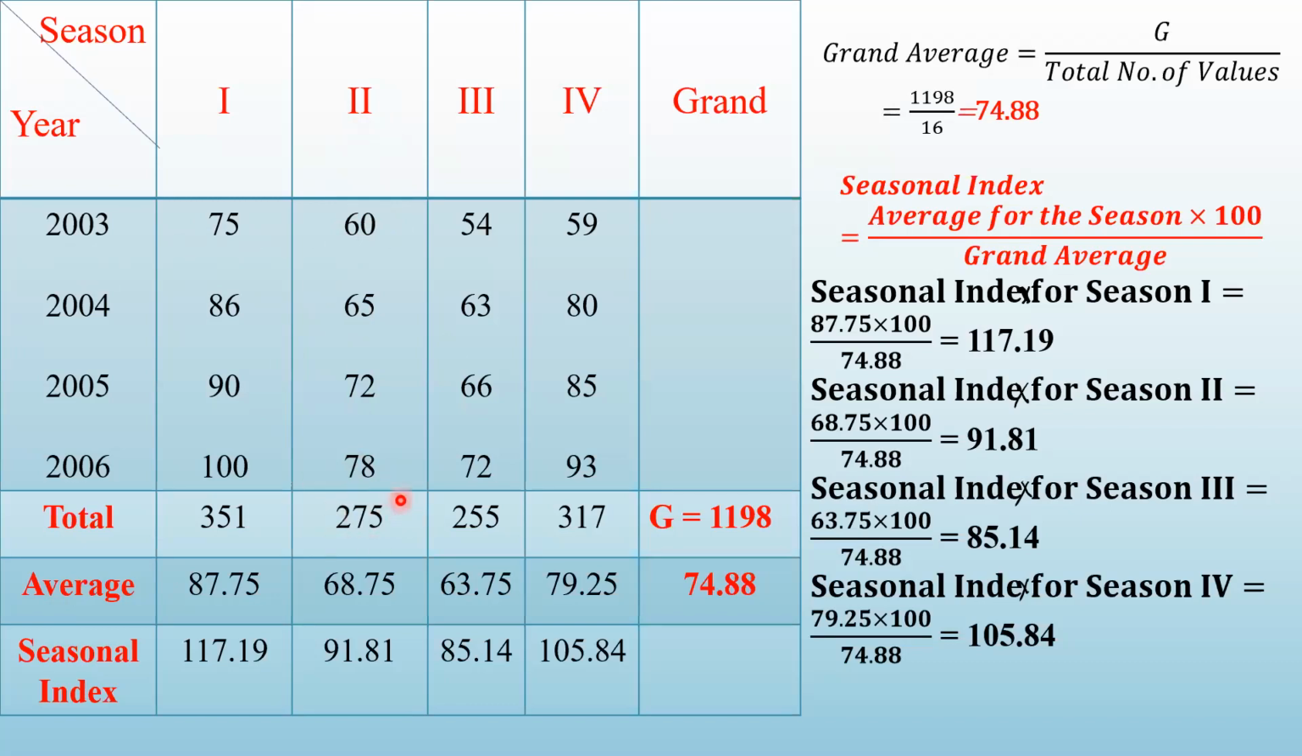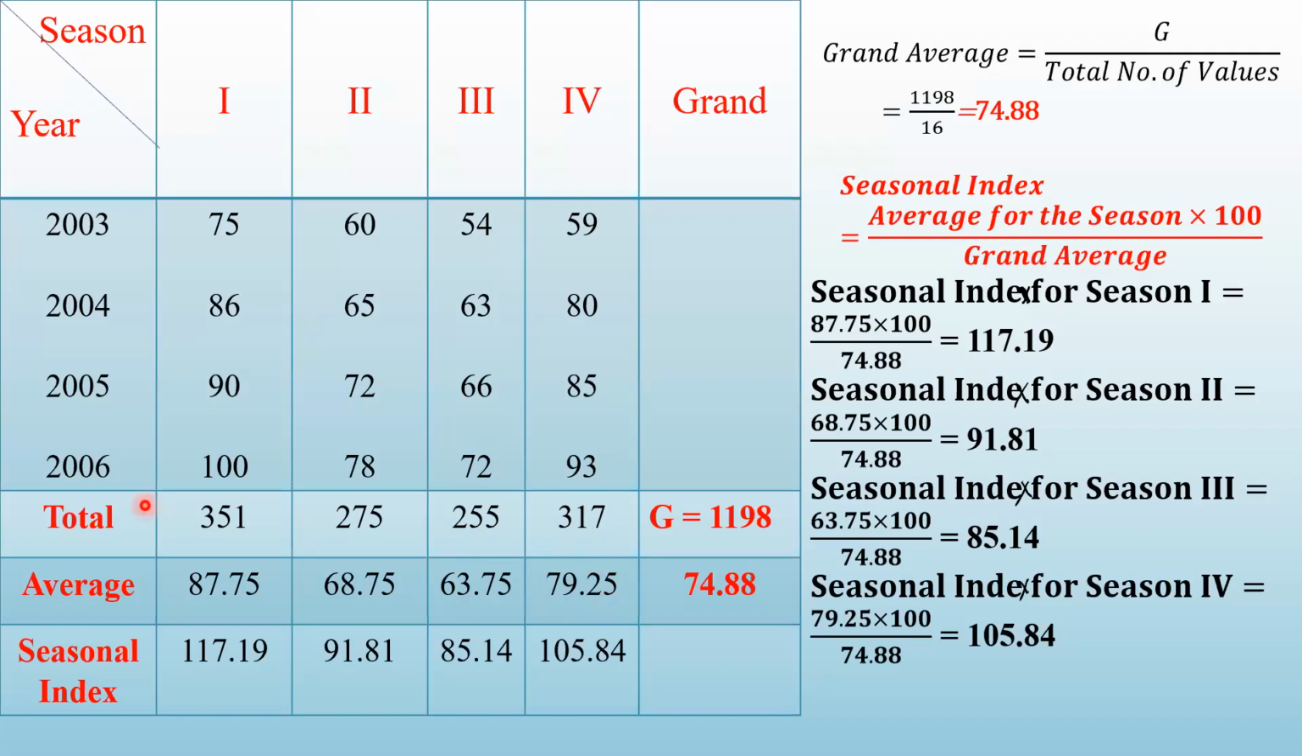Average will be when you divide this 275 by 4, you will get the average, that is 68.75. Third, total of 54, 63, 66 and 72 is 255. For average, divide this 255 by 4, so you will get 63.75. Similarly, for the fourth season, the total is 59 plus 80 plus 85 plus 93, that is 317. When you divide it by 4, you will get 79.25.